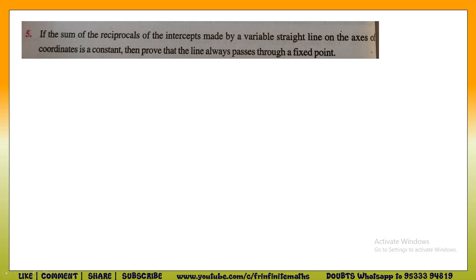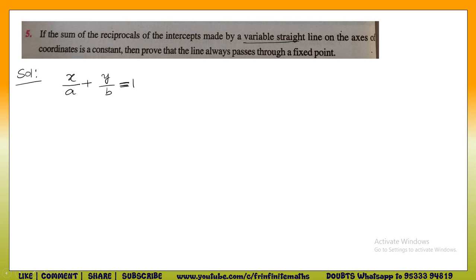Question number 5. If the sum of the reciprocals of the intercepts made by a variable straight line on the axes of coordinates is a constant, then prove that the line always passes through a fixed point. Now let us consider the variable line as x by a plus y by b is equal to 1.